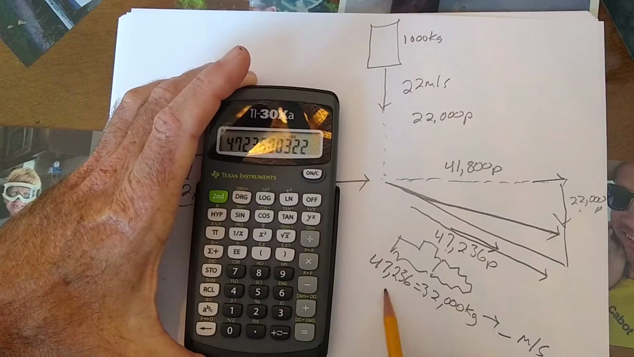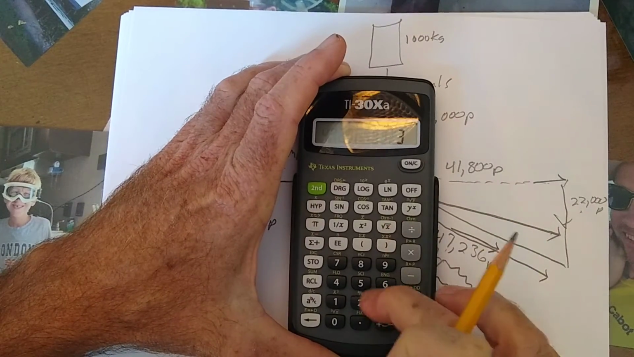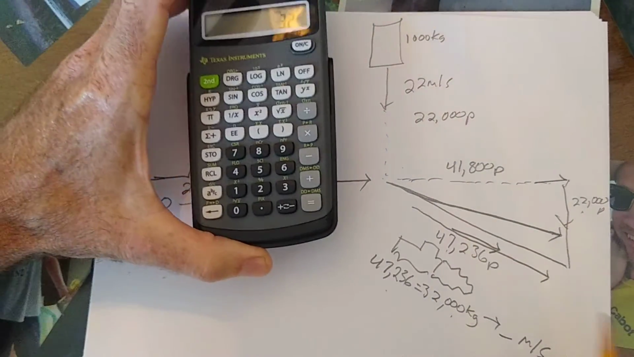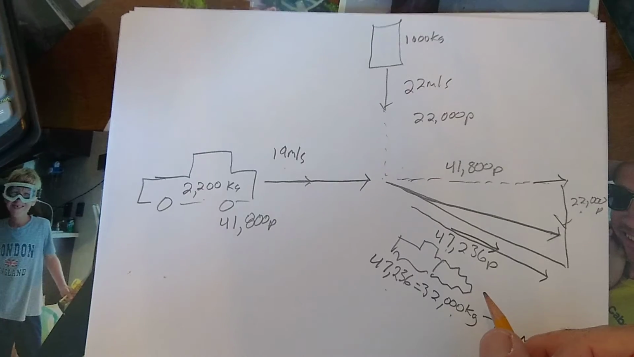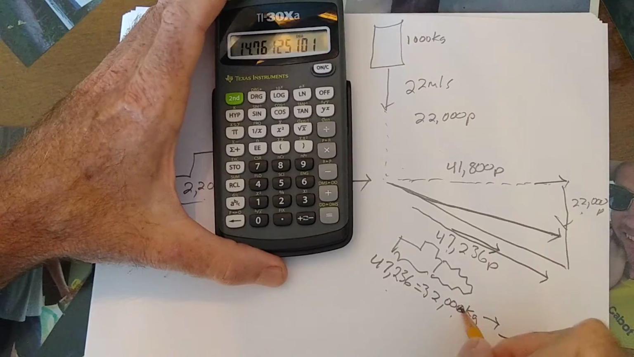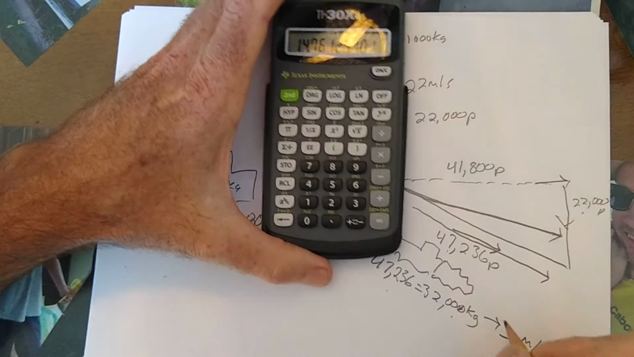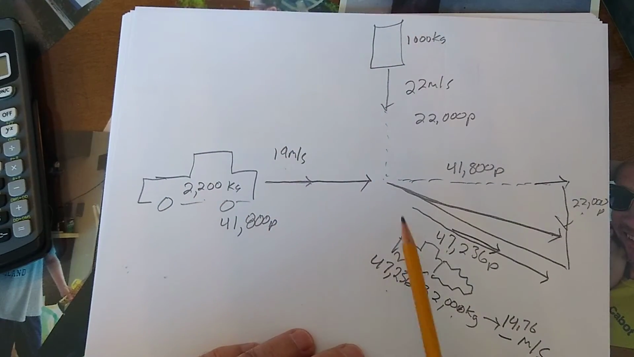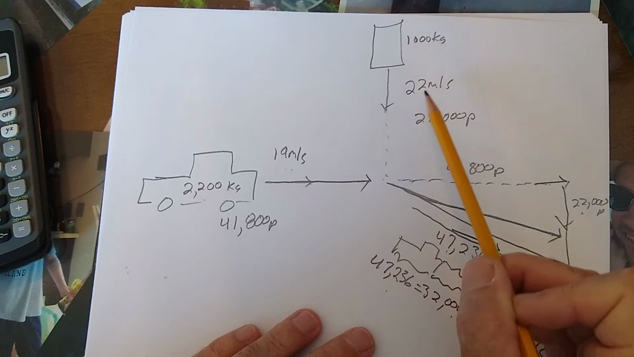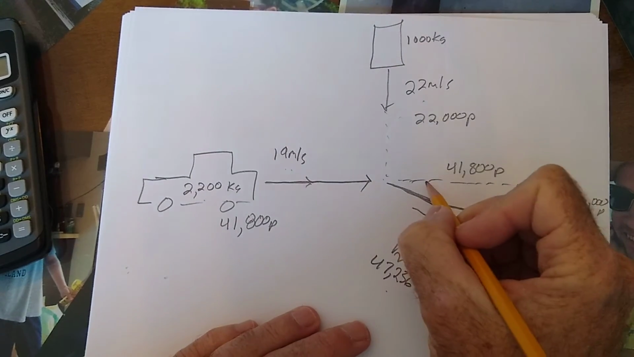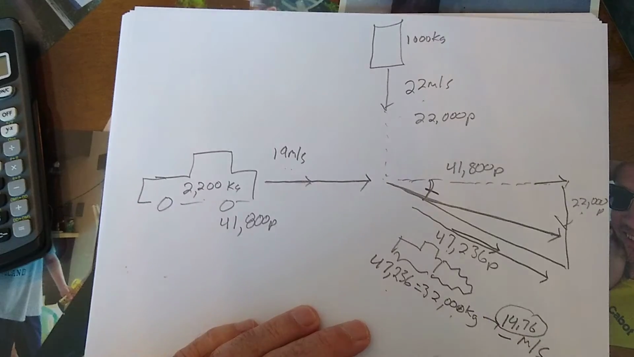So 47,236 divided by 3,200 kilograms gives us 14.76 meters per second. And that's about right, because both of them have slowed down a little bit after the collision. So 14.76 meters per second. And now let's figure out what angle they would fly away with.